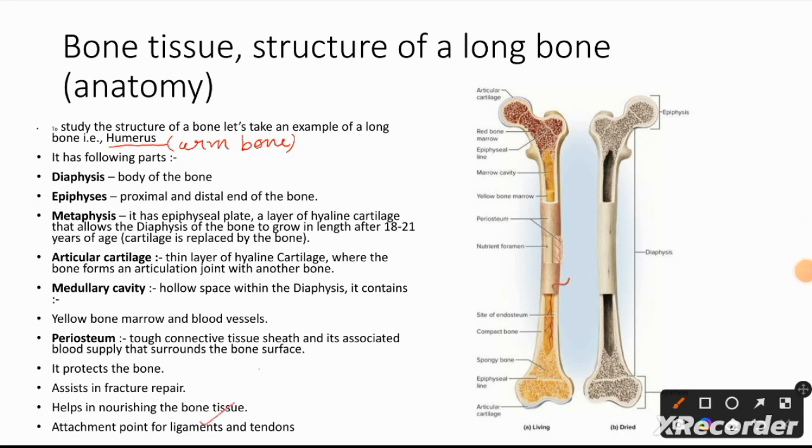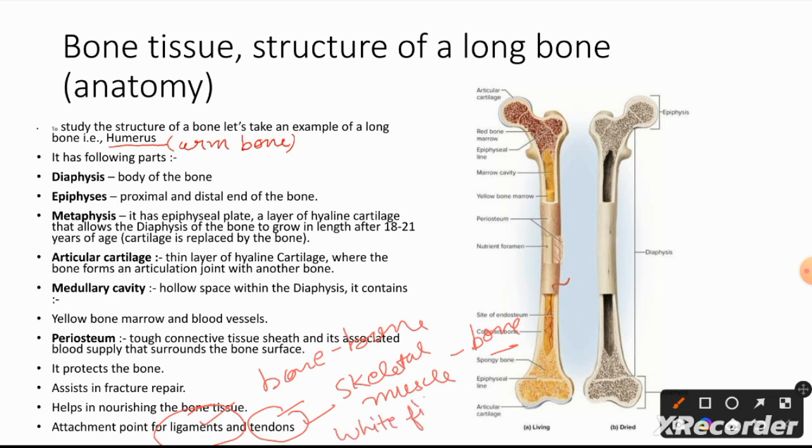Ligaments join a bone to another bone, and tendons join skeletal muscle to a bone. Tendons are tough and inelastic in nature, but ligaments are strong and elastic in nature. Tendons are a modification of white fibrous tissue, but ligaments are a modification of yellow elastic tissue with some collagen fiber.